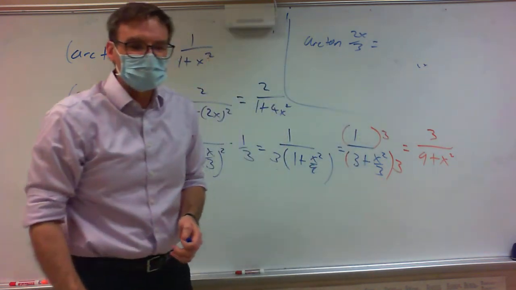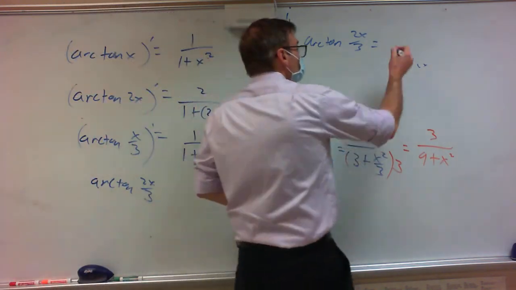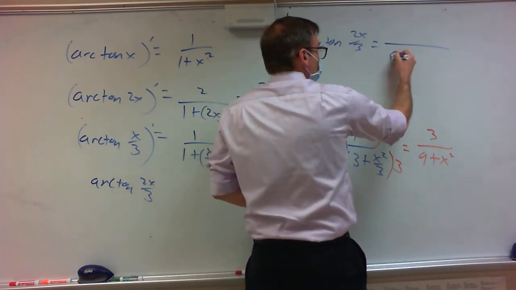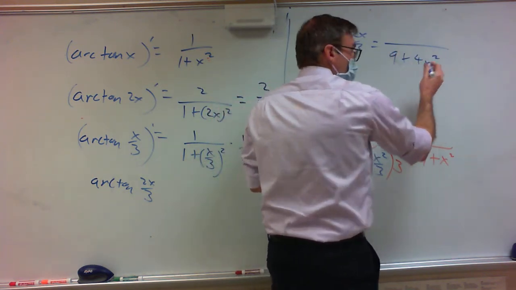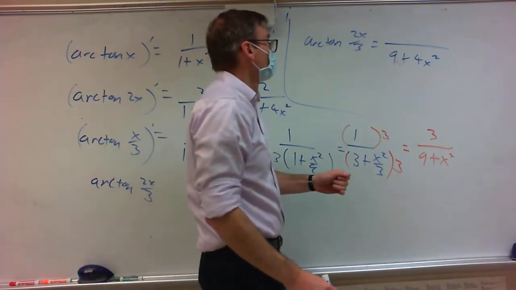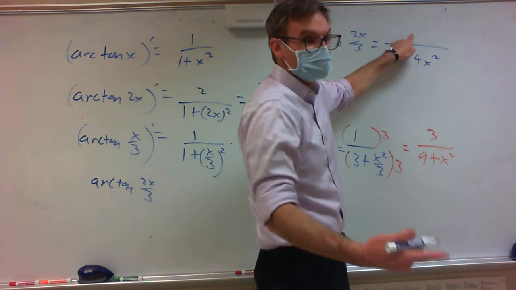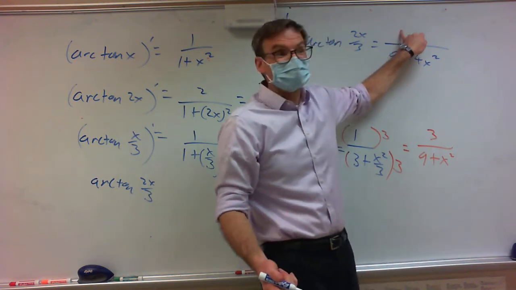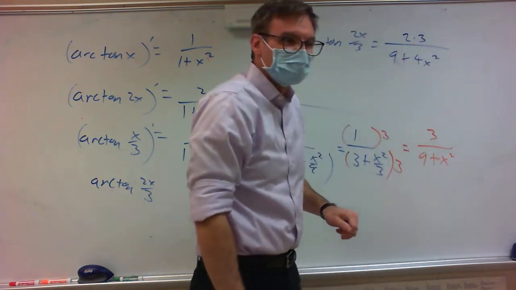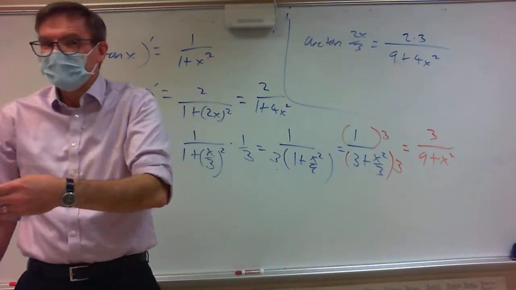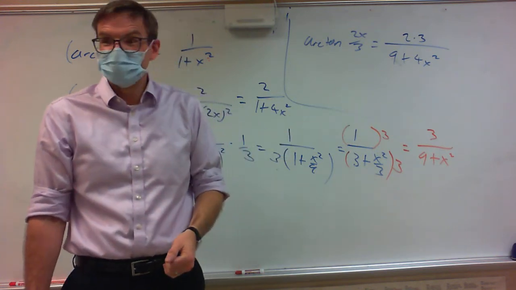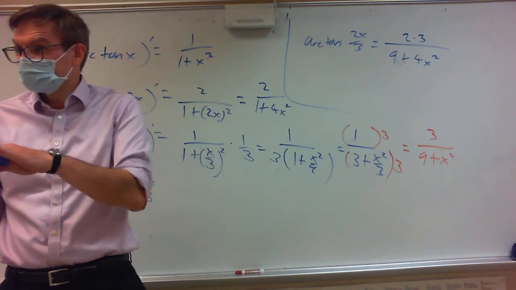Let's talk about what this does. It's a 6 on top. We're going to get the 9 plus 4x squared on the bottom, just like arcsine. But what do we get on top? A 6, because we get a 2 and a 3. I'm going to say that's 2 times 3. We know it's 6, but I want to emphasize the fact that it gets the 2 and the 3 on top. Does that make sense?